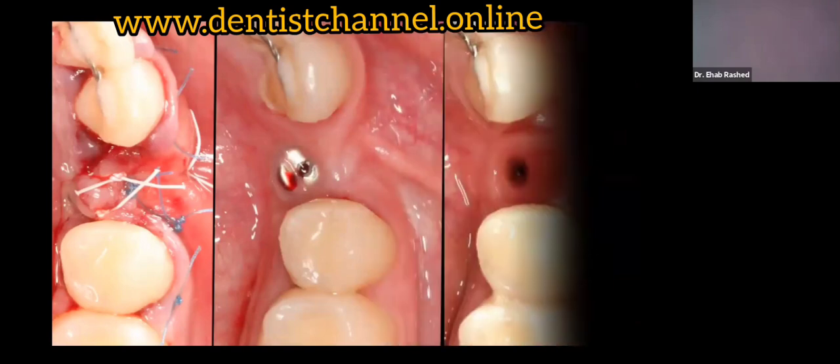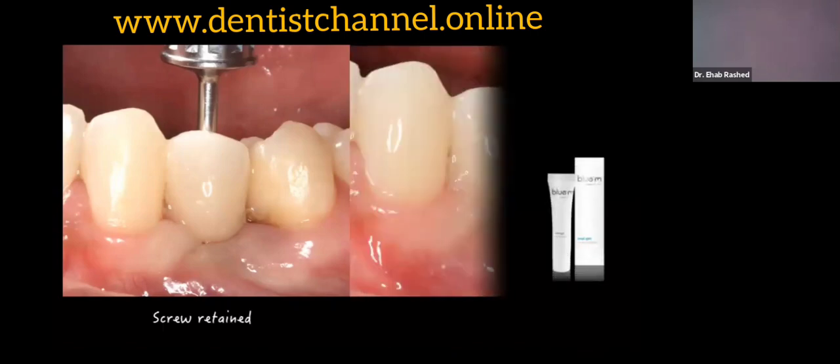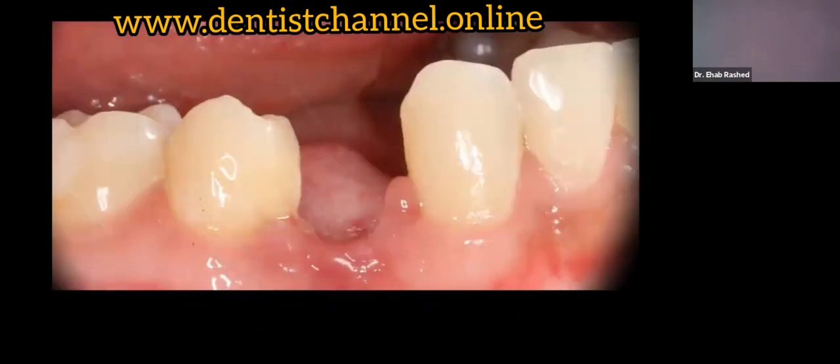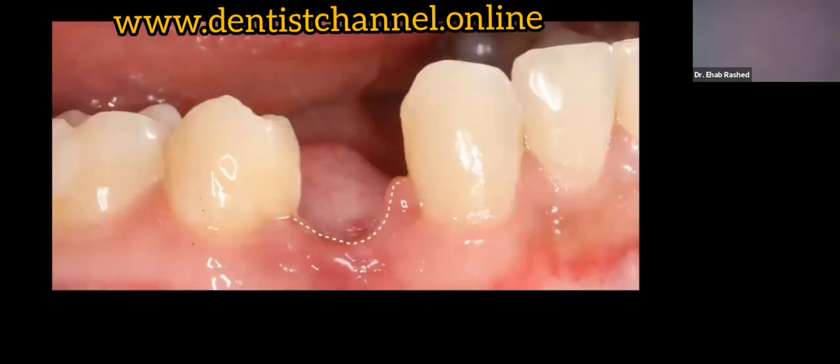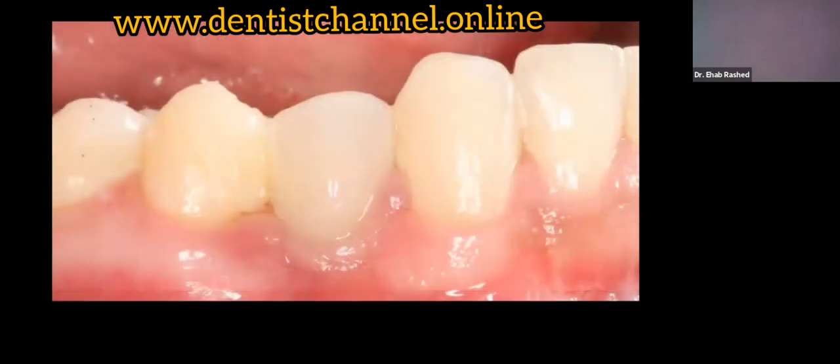See, we created the papilla next to the premolar, and then you can shape the gum the way you want. This is the time of the insertion of the crown. Look at the nice papilla that we created, even though there was big exposure of the root of the second premolar. Look at the keratinized tissue sitting around the crown. We know this crown is going to be there for a long time.